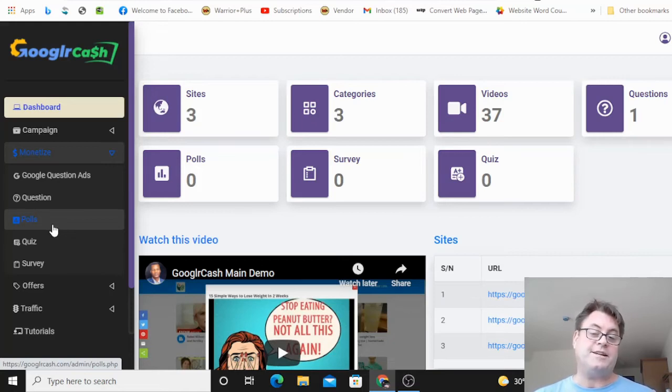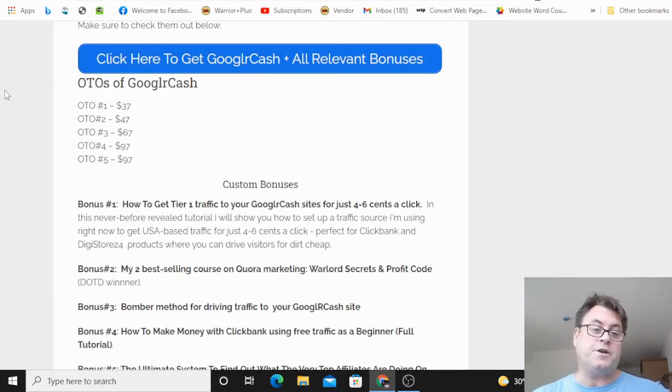What I want to do now is head back to my blog and have a look at the upgrades as well as my custom bonuses. As for the OTOs of GooglrCash, the vendors didn't give me any information on what these are because they're still working out the OTOs before the launch. But OTO number one is going for $37, OTO two, $47, OTO three, $67, OTO four, $97, and then OTO five, $97.